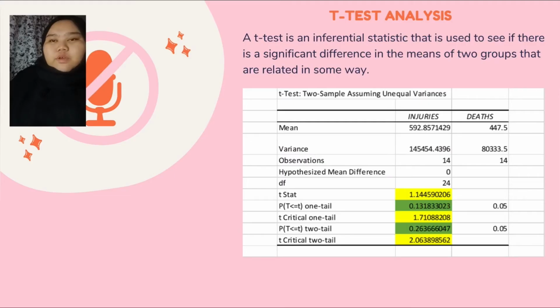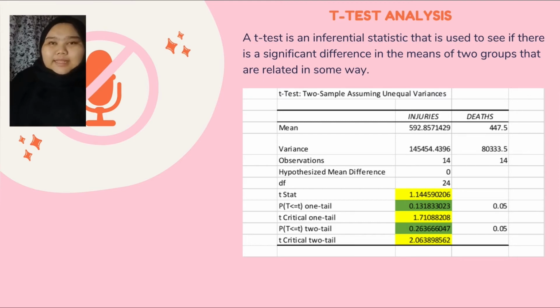Step number 4 is the test statistic and corresponding p-value, and the last step is to make the conclusion. To test the statistic and p-value and to make the conclusion, we decided to use the t-test analysis and also ANOVA analysis. A t-test is an inferential statistic that is used to see if there is a significant difference in the mean of two groups that are related in some way.